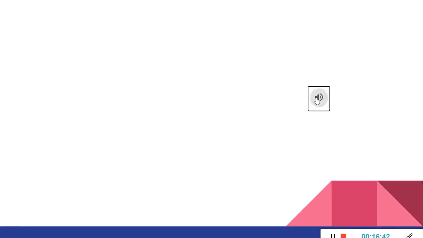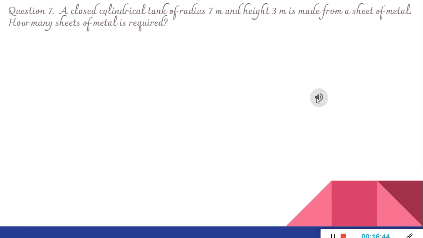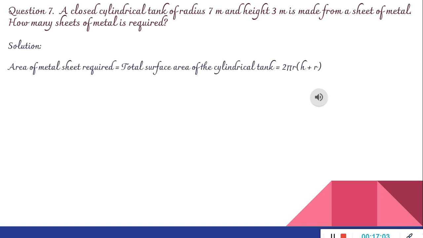Next, seventh question. A closed cylindrical tank of radius 7 meter and height 3 meter is made from a sheet of metal. How many sheets of metal is required? Here radius and height is given, 7 meter and 3 meter respectively, right? Then area of metal sheet required, that means total surface area of the cylindrical tank. What is the formula? 2 pi r into r plus h. Here 2 pi r into h plus r.